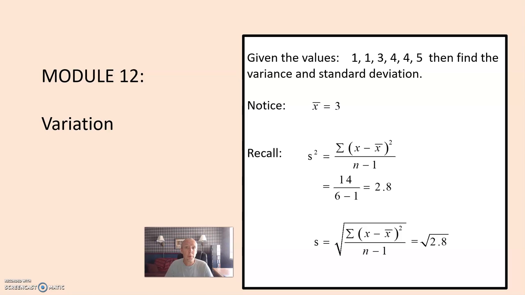We need to take the square root of 2.8. And if we plug that into our calculator and round to 2 decimal places, we obtain that the standard deviation for this data set is 1.67.